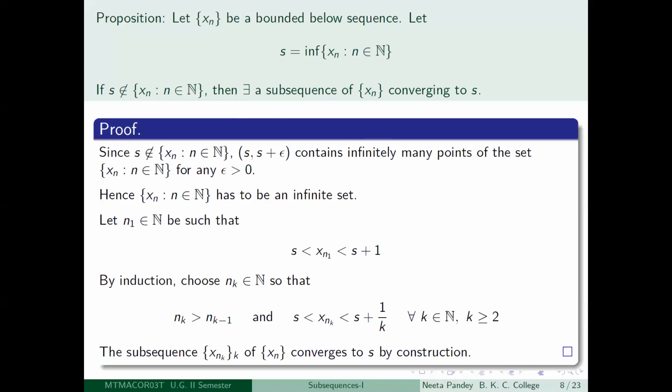So suppose I am looking at this bounded below sequence, and its infimum is not a term of the sequence. Again, as before, since s is the infimum, actually I need not have spent so much time on this. We have discussed this when we talked about infimum and supremum: if little s is not an element of the set, where little s is the infimum of the set, then for any epsilon greater than 0, the open interval s to s plus epsilon contains infinitely many points of the set. So at least the set is infinite, otherwise how will it contain infinitely many points of the set? So the original sequence has infinitely many values.